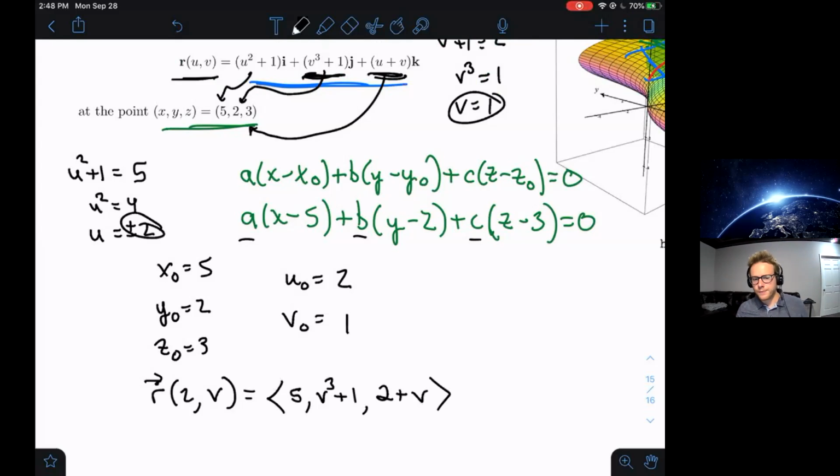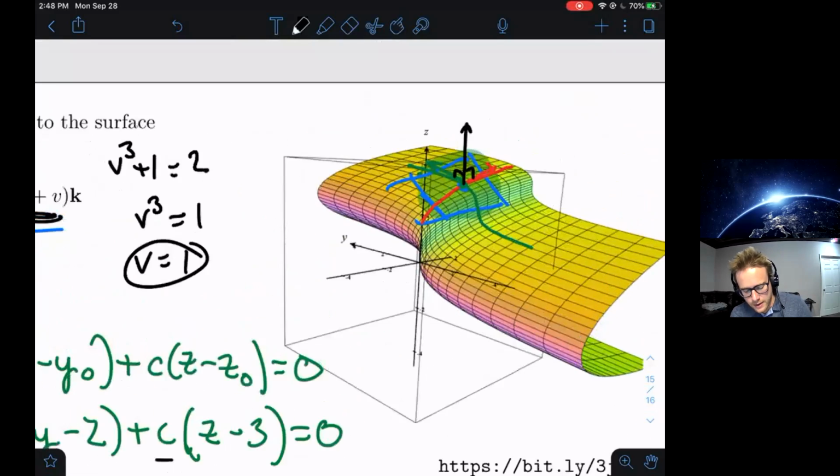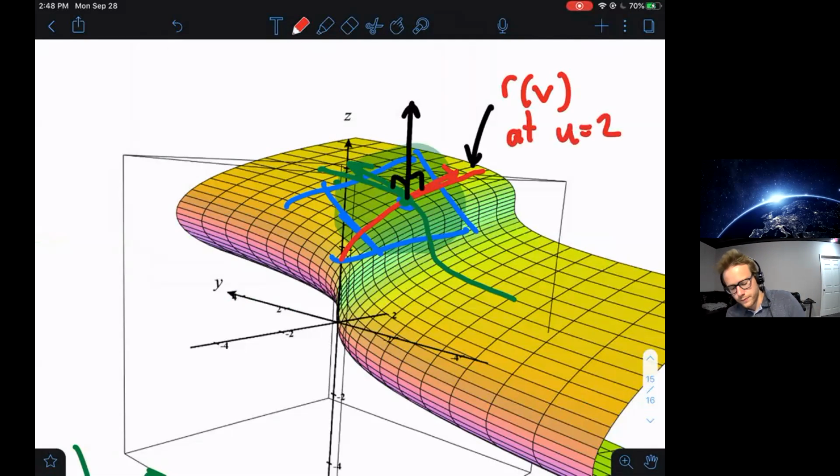So as you can see now, this is just a curve, right? It only depends on one variable now. It only depends on V. And so this is going to be the one where X is being held constant. It would look like this one right here, this red line. This is R of V, what we've just found when we plugged in 2 for U. So at U equals 2.